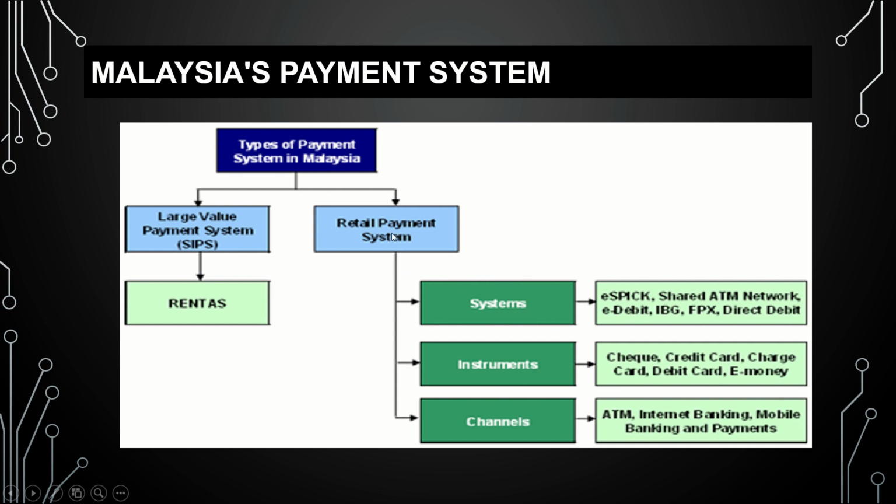The types of payment system in Malaysia can be divided into two: the large value payment system, SIPS. They use RENTAS, real time electronic transfer of funds and securities. It is a system for payments in Malaysia. And we also have the retail payment system. We as ordinary users are under the retail payment system. We use the ATM network, IBG, cheques, and credit cards. So these are basically the types of payment systems that we have in Malaysia. You can read all those things in my notes.